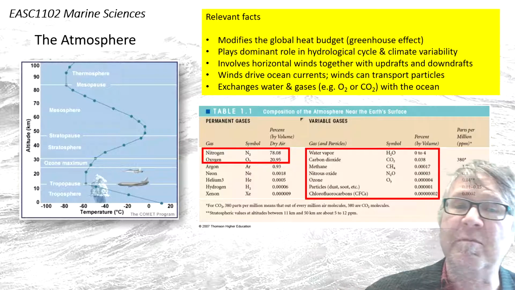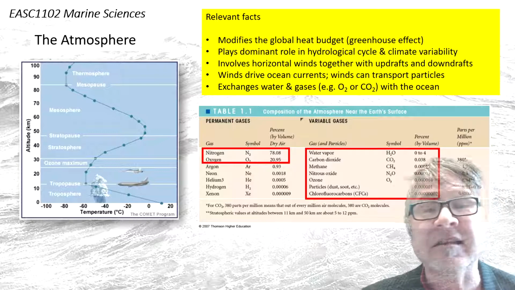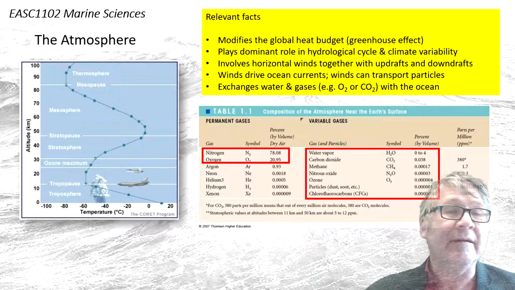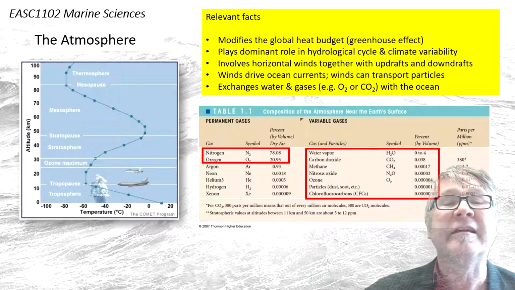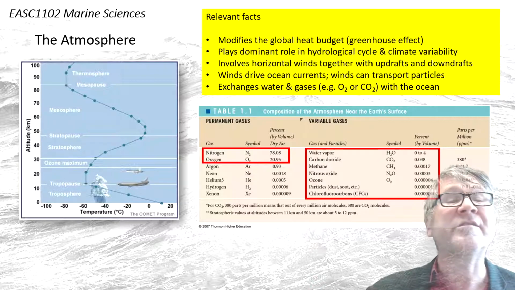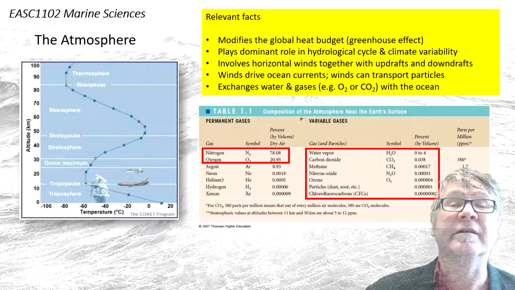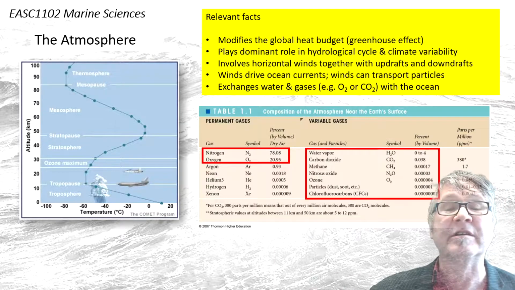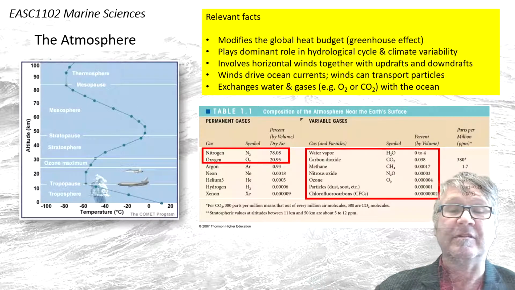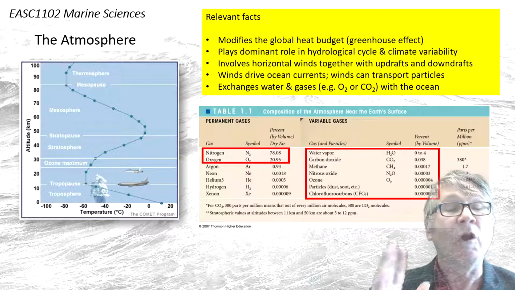Particles in some regions play an important role, like the iron dust that comes from deserts, which plays an important role stimulating marine production in the ocean. Okay? So there's also an exchange of water and gases, oxygen or CO2, with the ocean. That's an important thing. And so now this table shows you the composition of air.